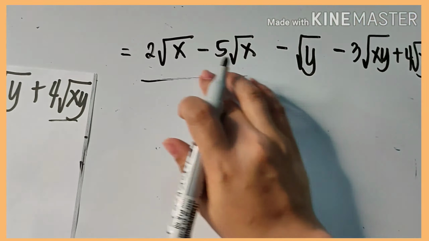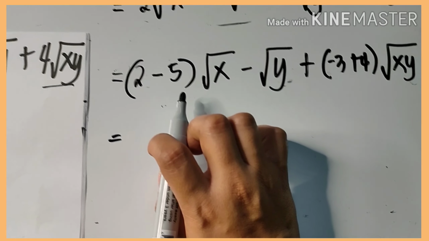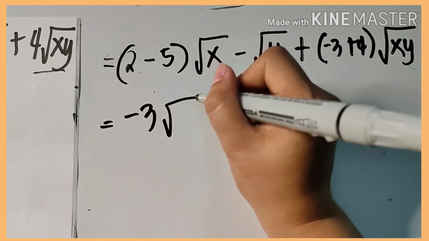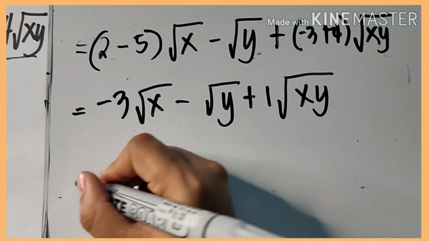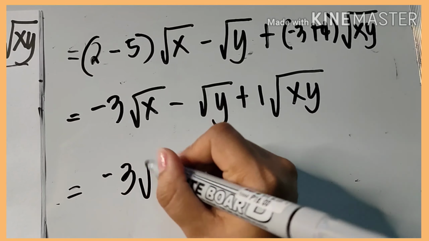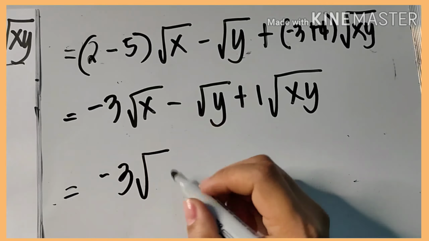So let's subtract: 2 minus 5 is negative 3 square root of x, minus square root of y, plus negative 3 plus 4 is equal to 1. So 1 times positive is equal to positive square root of xy. And then next we have negative square root of y, and we can just rewrite this one as square root of yx. So this is now your answer.